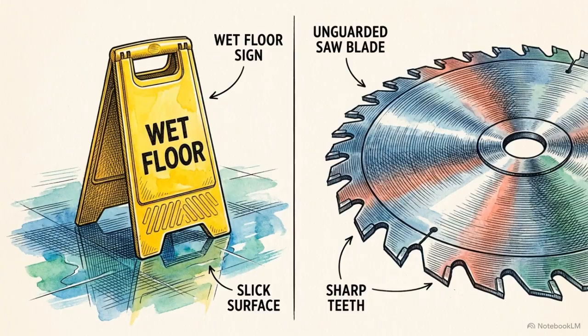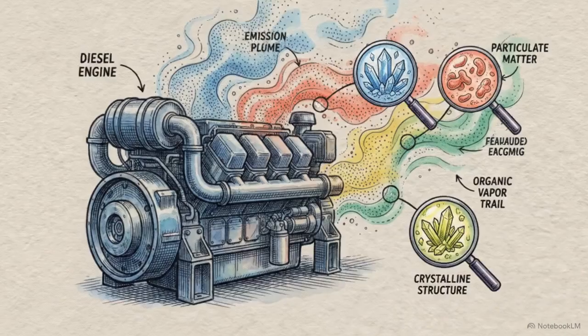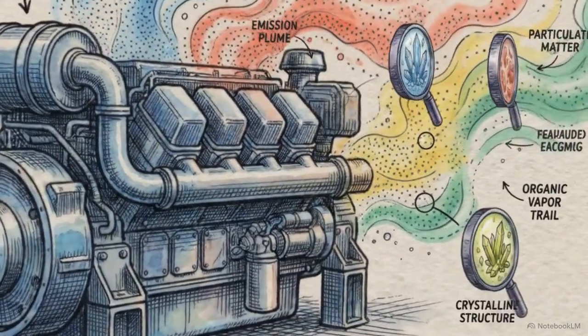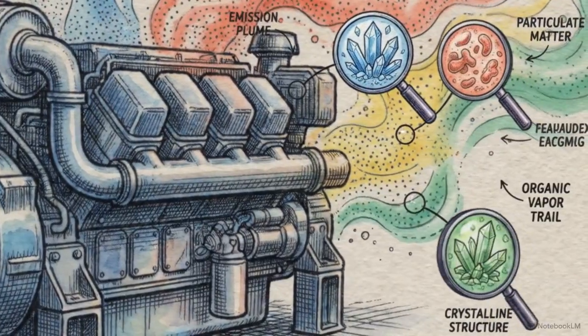It is easy to spot a wet floor or an unguarded blade, but you must look beyond obvious physical dangers. Your list needs to account for occupational diseases caused by invisible threats. Consider airborne particulates like silica dust, chemical sensitizers, or the presence of carbon monoxide venting from nearby heavy diesel engines.